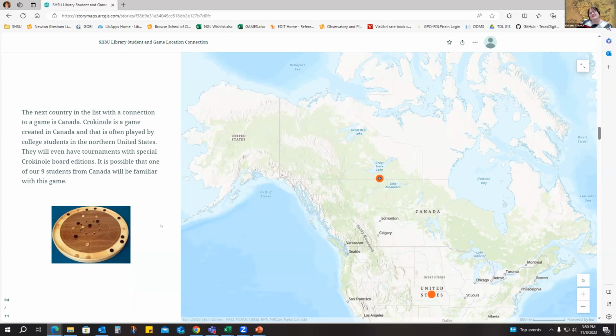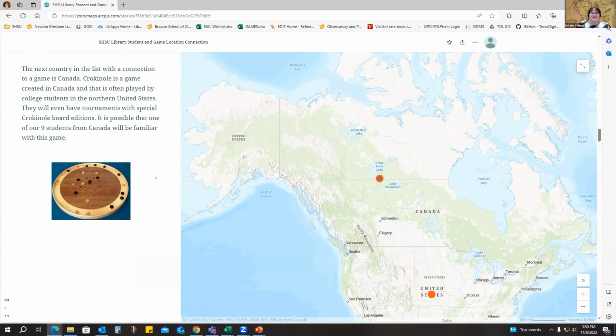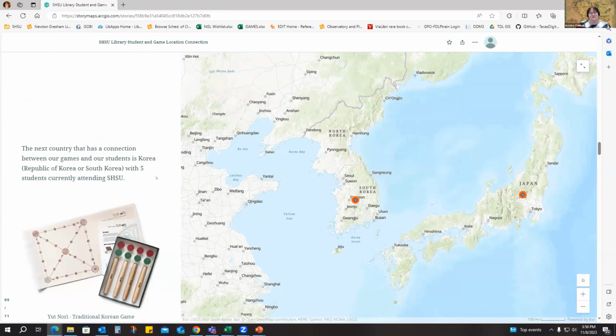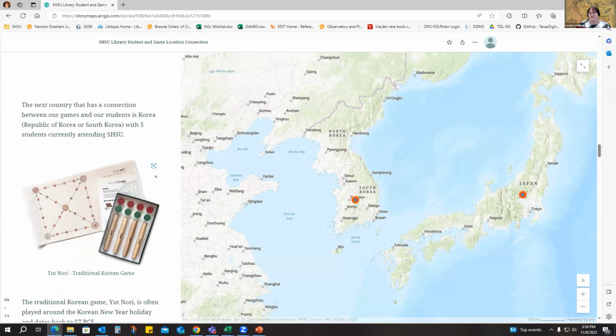So I'm believing that some of our students are going to be familiar with that game, but it definitely has more of that physical attribute that you have to play it with, and it goes across that area. So it originated there. I don't show every single country that we have a connection to because that would be way too long, even for this presentation with the small amount that we did choose.